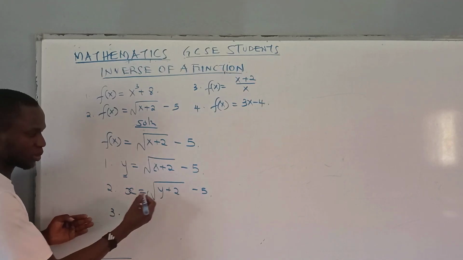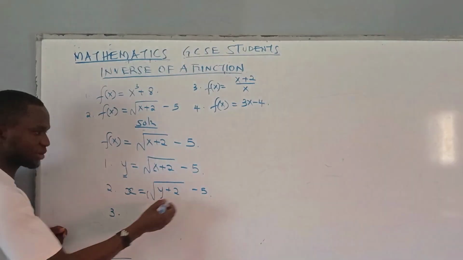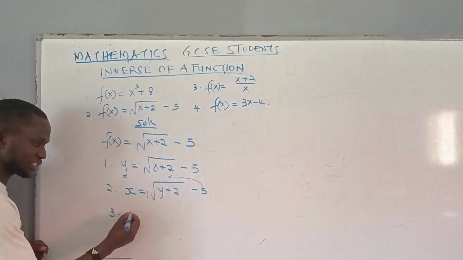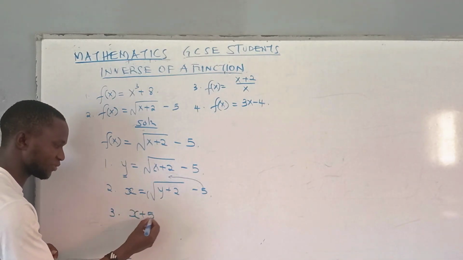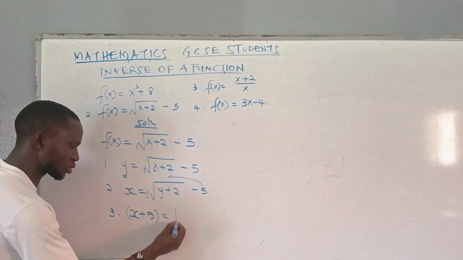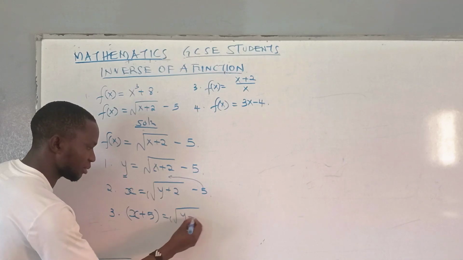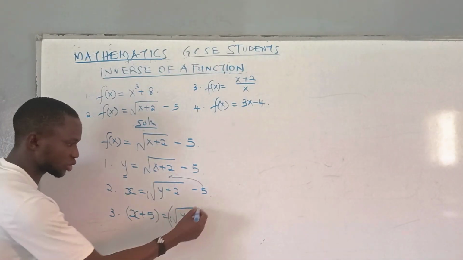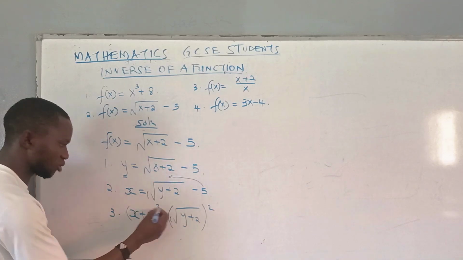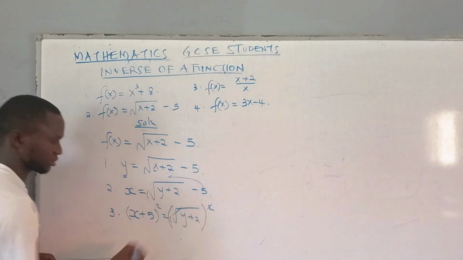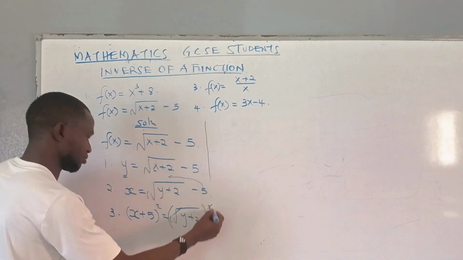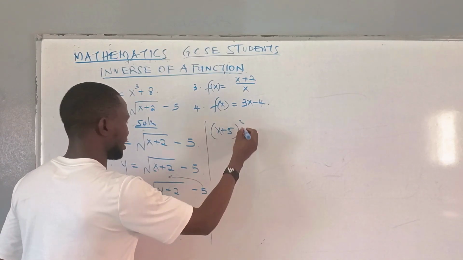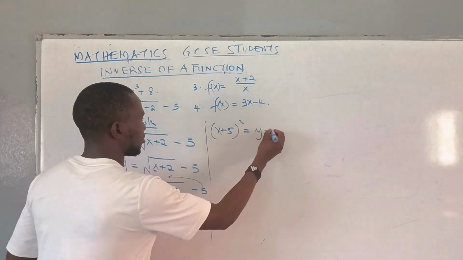Now you notice that our y is inside the root. So what I will do, I will transfer this minus 5 to the other side. It's going to be x plus 5 is equal to root of y plus 2. Then for me to eliminate the root, I'm going to introduce square on both sides. Then we will end up with x plus 5 in brackets squared is equal to y plus 2.